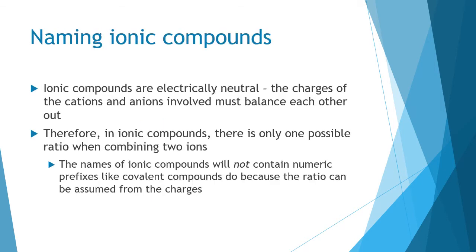Ionic compounds are electrically neutral, as a reminder. So let's talk a little bit about how we name them. Because, as we saw previously, there's only really one possible combination for when you combine the ions. That means I don't need to have a numeric prefix in the name like I would for a covalent compound. Covalent compounds have multiple possible ratios, but ionic compounds only have one. So there are no prefixes here.